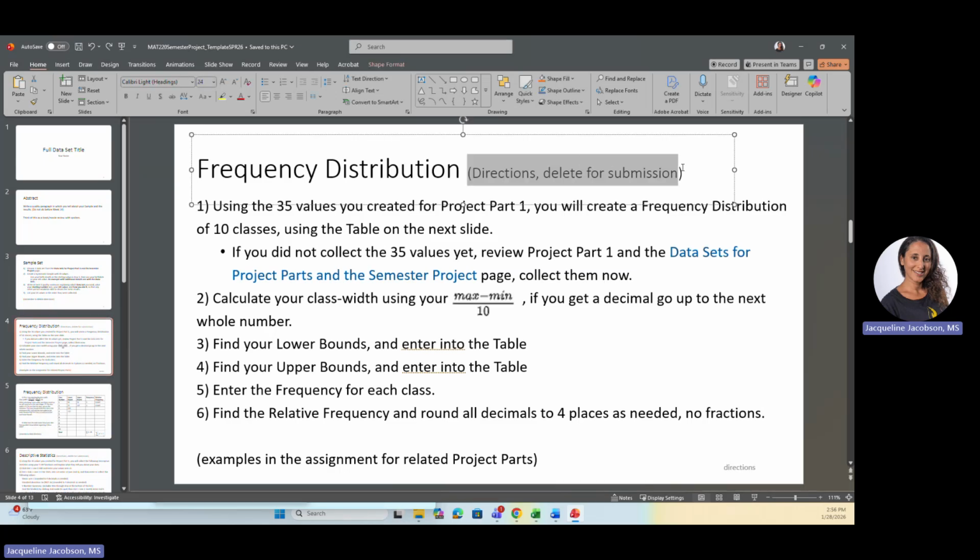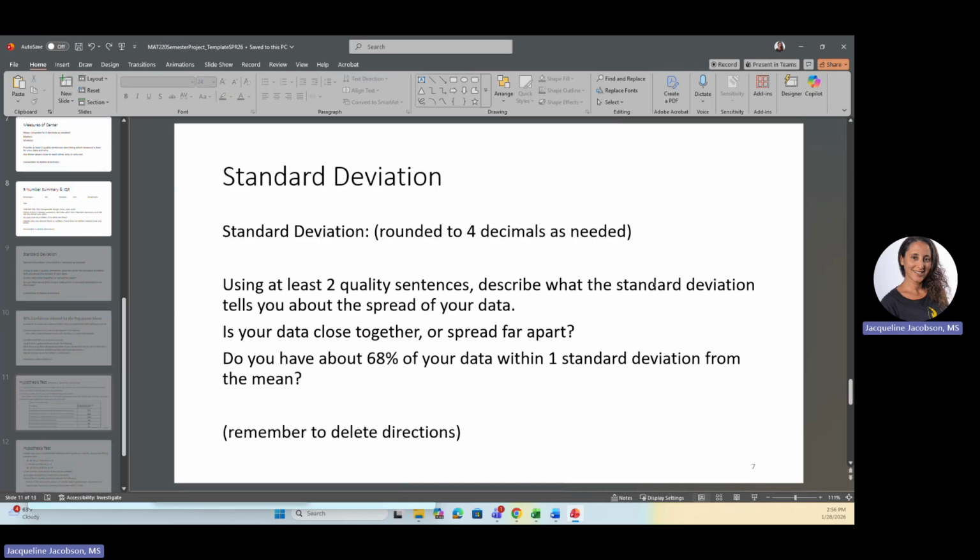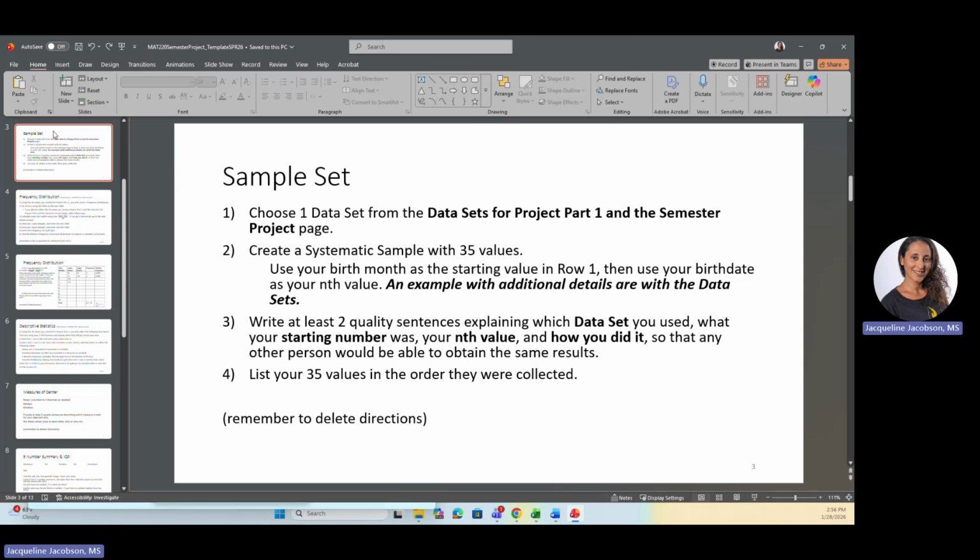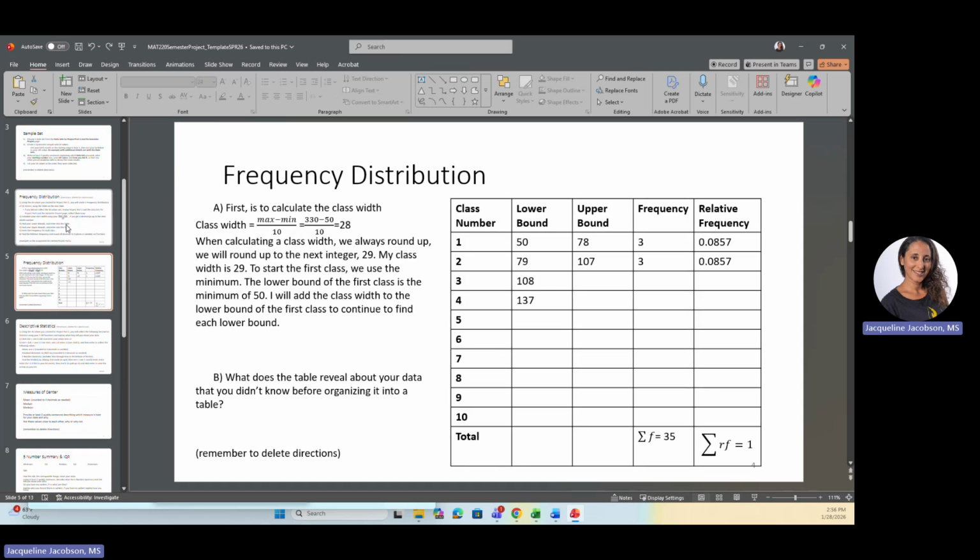But this one I'm deleting because it says the instructions. Now I don't mind if you want to type the instructions on one slide and then have the table on the next, but you don't have to do that because it's set up for you to have the instructions, your explanation, and then the table next to it. Hopefully that helps. Not too bad. That's project part 2.